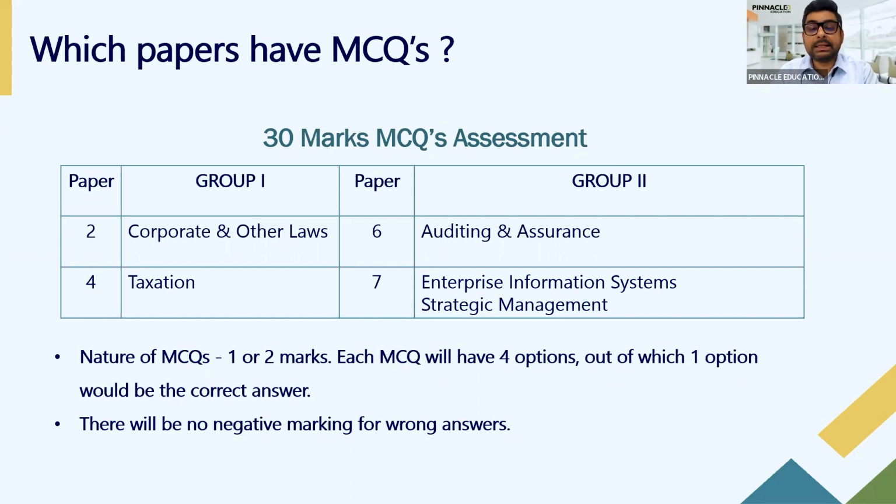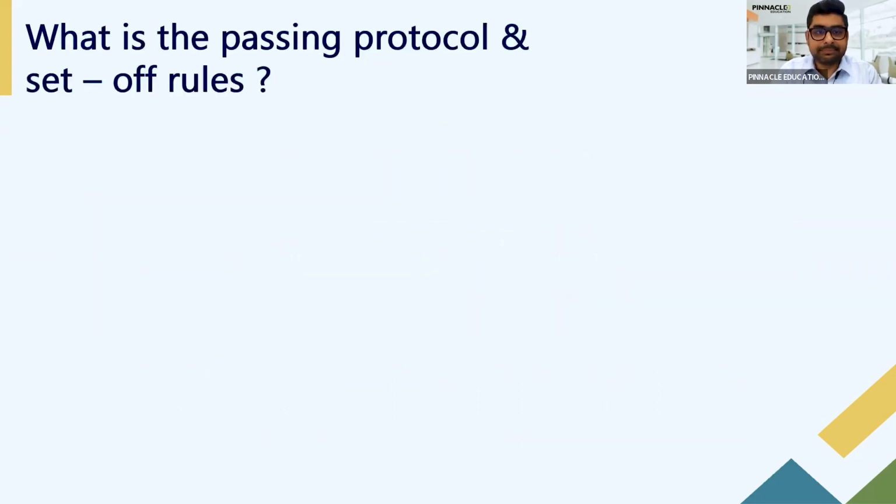Okay, so these 30 marks MCQs, of course, in these four theory papers, give you a lot of opportunity to score well in theory papers, right? So that's the way the structure is.